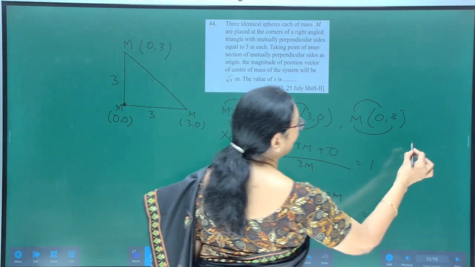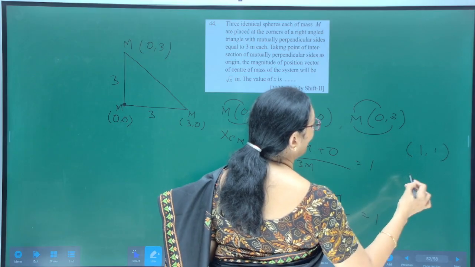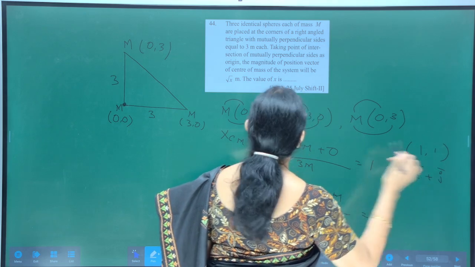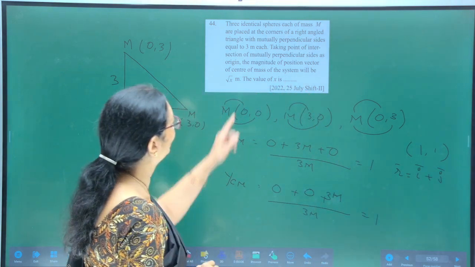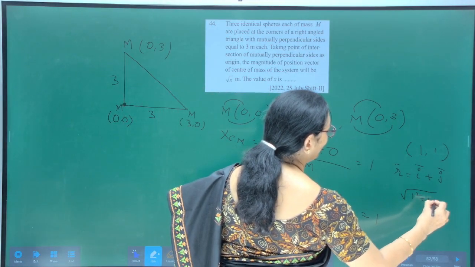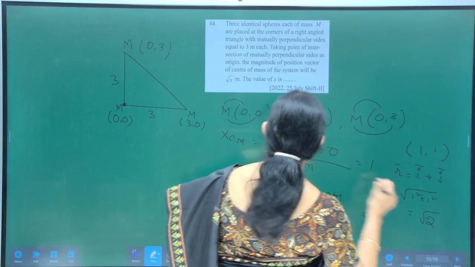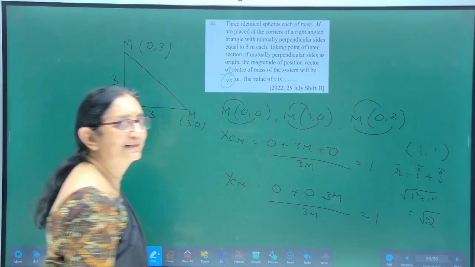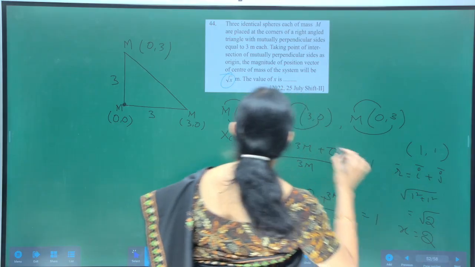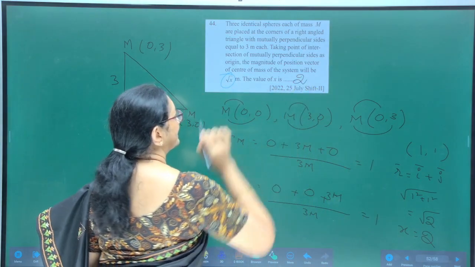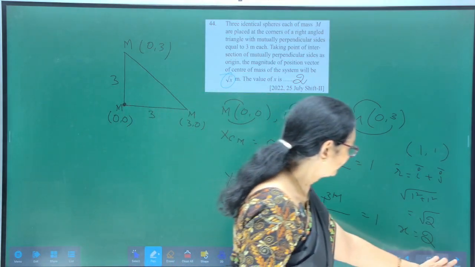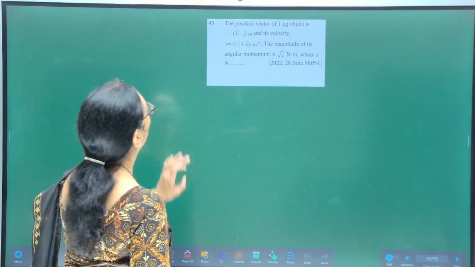So, center of mass coordinates are 1, 1, or it is represented as i bar plus j bar, but you are supposed to find the distance. So, it is square root of 1 square plus 1 square, it is root 2, but it is given as root x. So, in place of x we have 2. So, the value of x is 2 here. Okay, simple problem. Now, move on to the next problem.